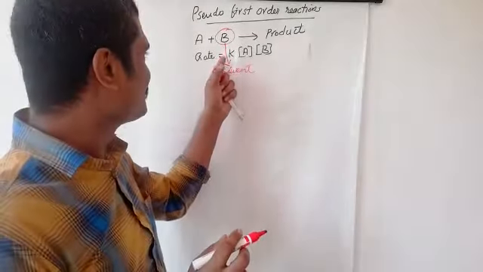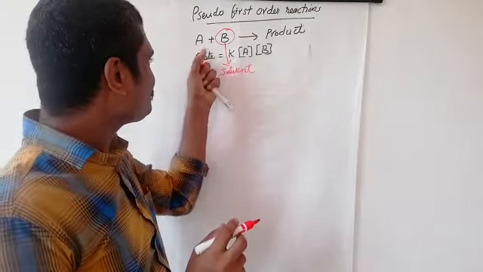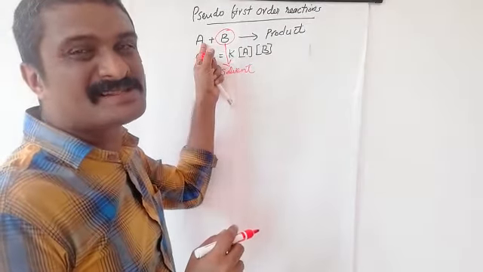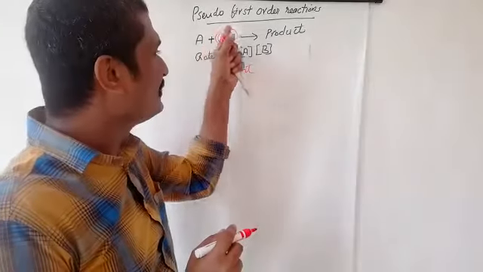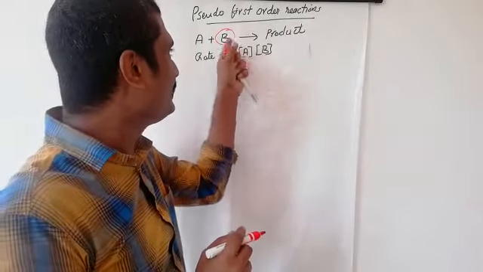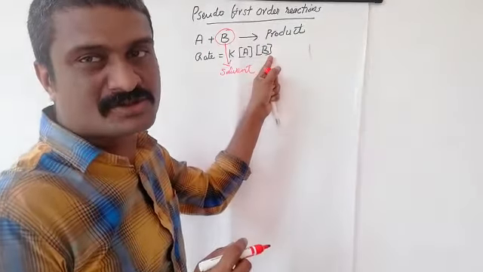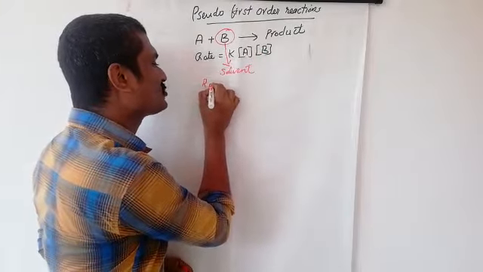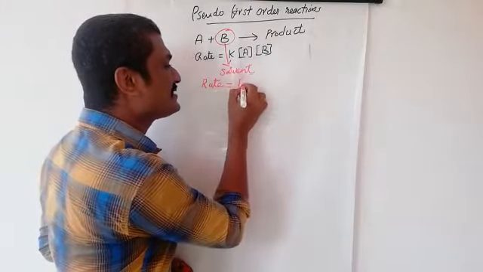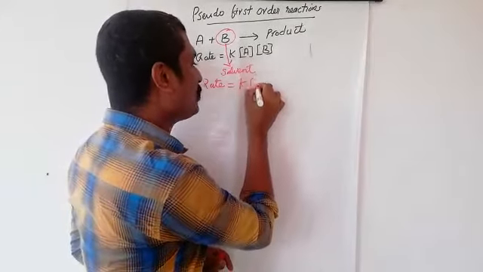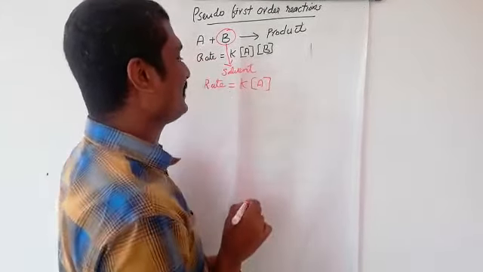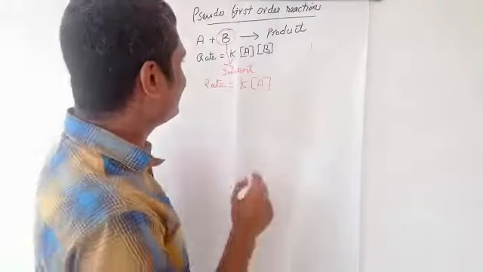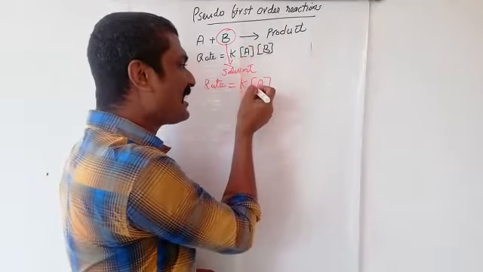That means here the concentration of A only changes during the reaction. The concentration of B, the solvent B, is almost constant. Then the actual rate law is: rate is equal to K into molar concentration of the reactant A. This is the expected rate law, this is the actual rate law.